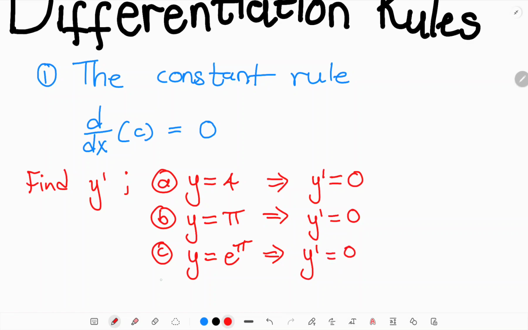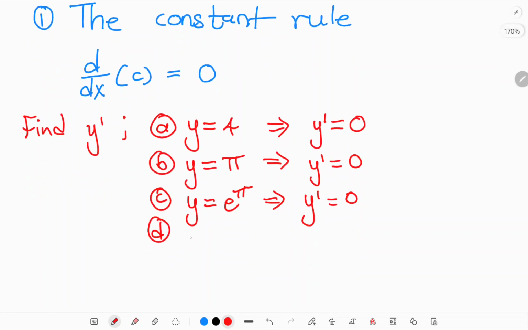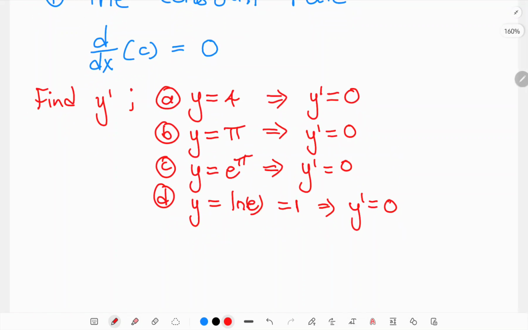Another one that I find a bit confusing is when you're given y equals ln of e. Remember, ln of e is just 1. So this is just equal to 1, and the derivative, the y prime of this, is just 0. Okay, let's go further with the constant rule.